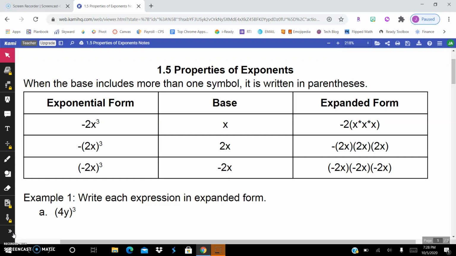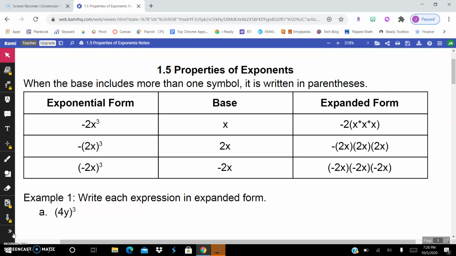Then we have negative sign out front, which is like a -1 being multiplied out there. And then 2x inside of the parentheses raised to the third power. So what that means is 2x is our base, and that is getting raised to the third power. So we have our negative sign. When we write an expanded form, we have to remember to put that out there. But then we have 2x times 2x times 2x because all of that is being raised to the third power.